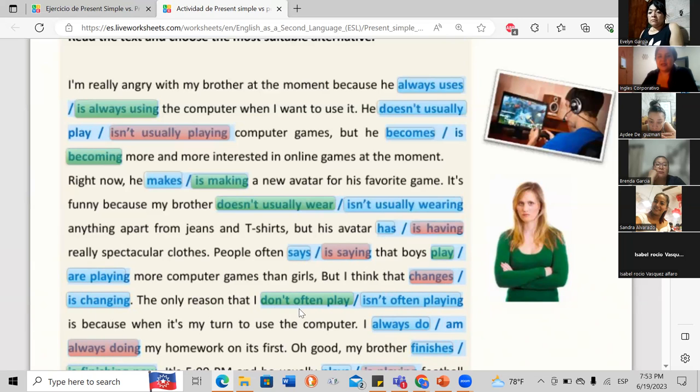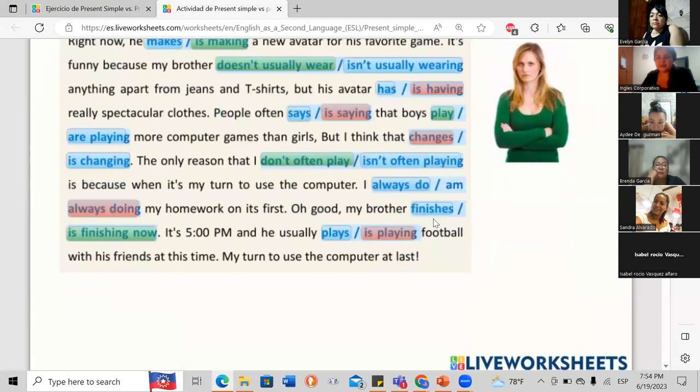The only reason that I don't often play, está muy bien, is because when it is my turn to use the computer, I always do. Aquí sí era el simple present, okay? Always do. No eran I'm always doing my homework, porque usualmente yo estoy haciendo mi tarea. I always do my homework primero, okay? Oh, good. My brother is finishing now. Si era finishing now, porque es algo que está pasando en el momento.